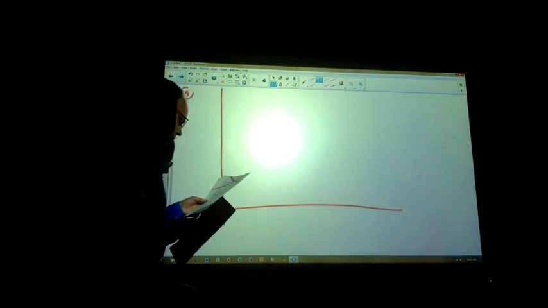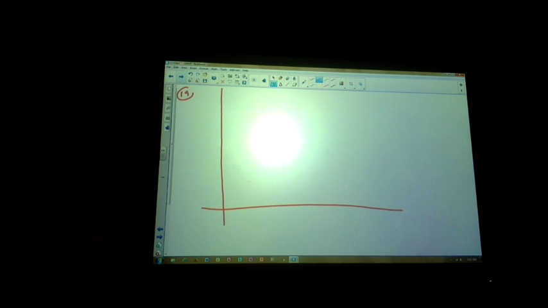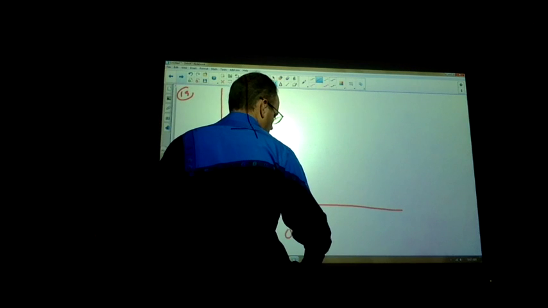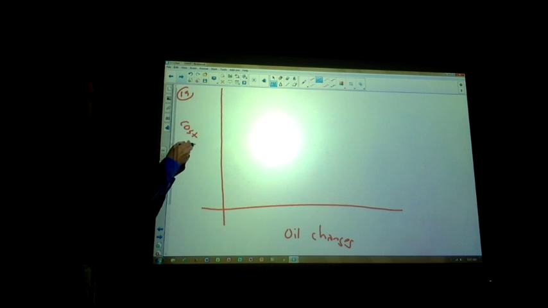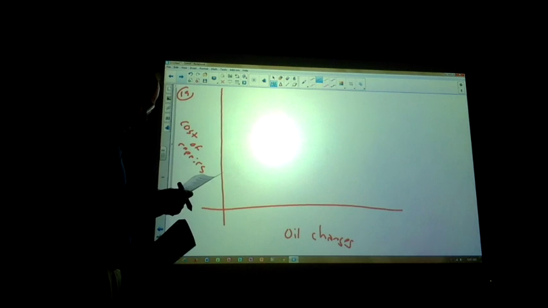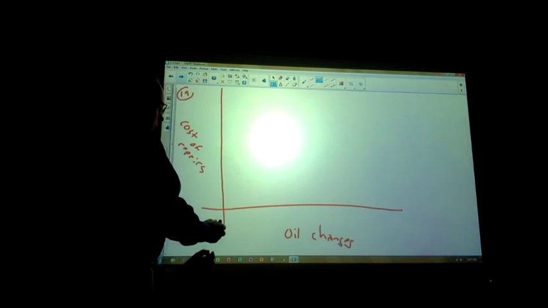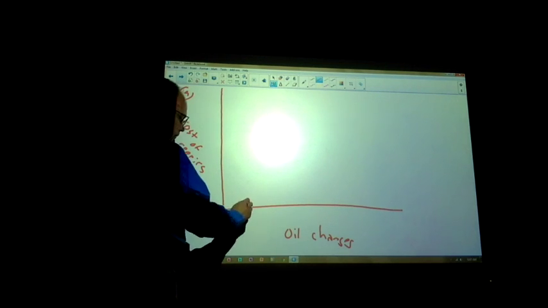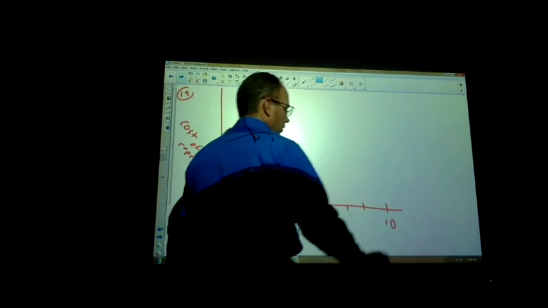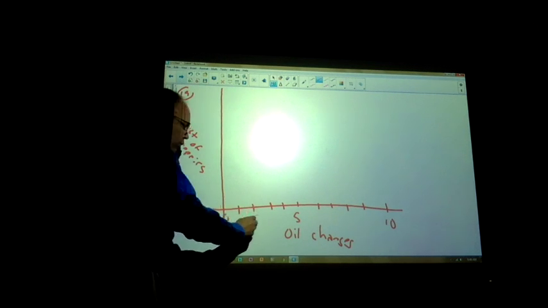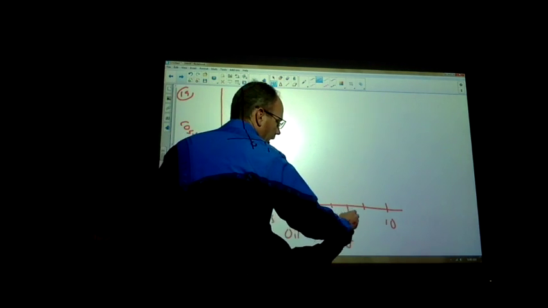Okay. What should I label the x-axis as? Oil changes. What should I label the y-axis as? Cost of repairs. Okay. Looks like I go from 1 to 10 here. So 0, 1, 2, 3, 4, 5, 6, 7, 8, 9, 10. Is that okay? I guess I could put 2, 3, 4 in there, 6, 7, 8, 9. It's up to you.